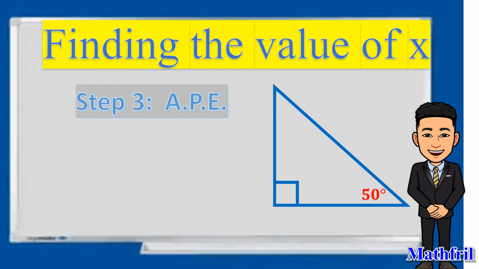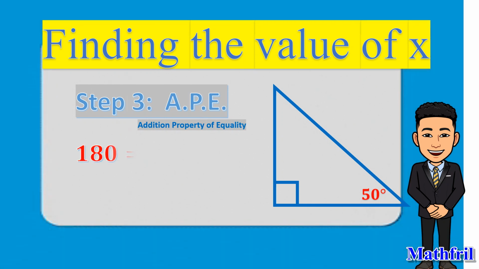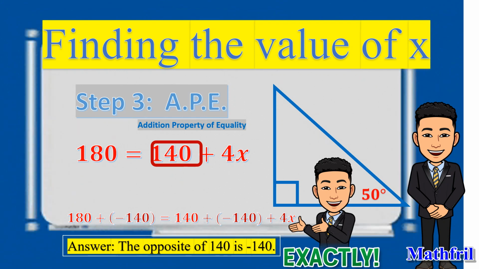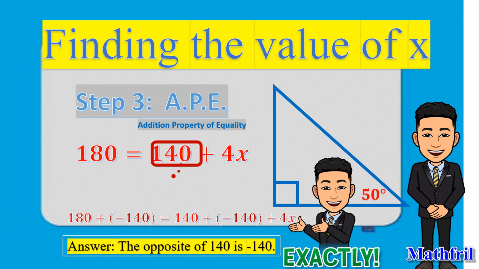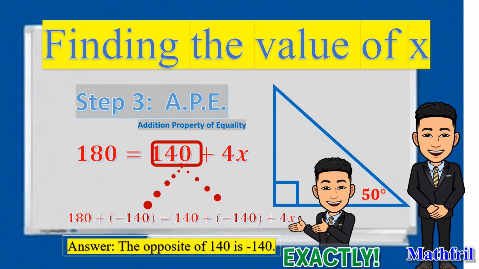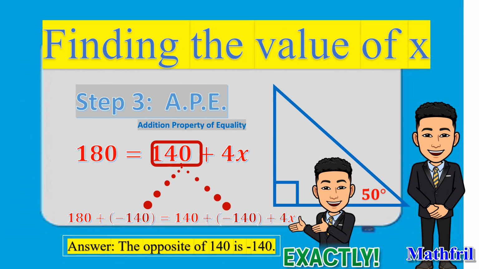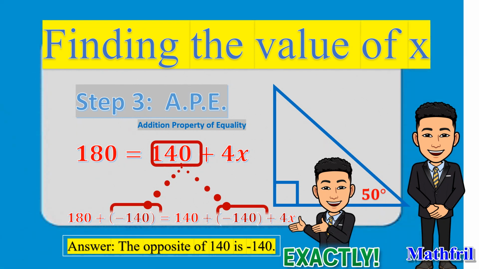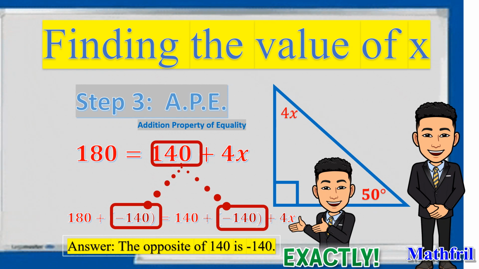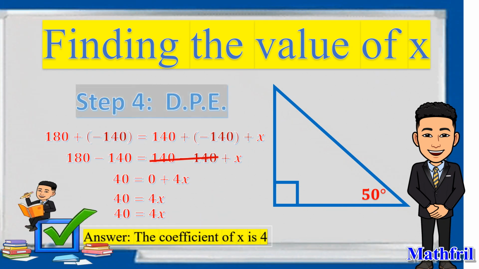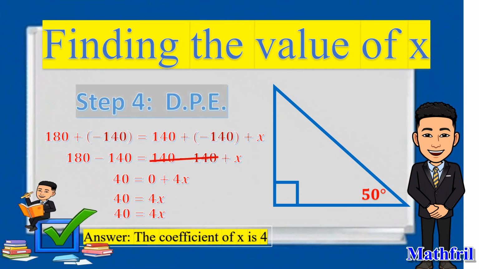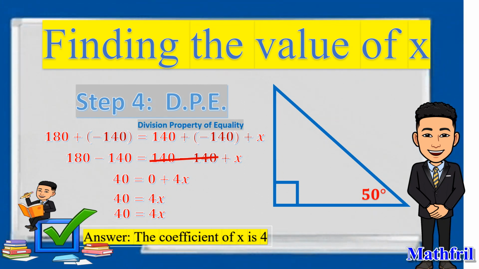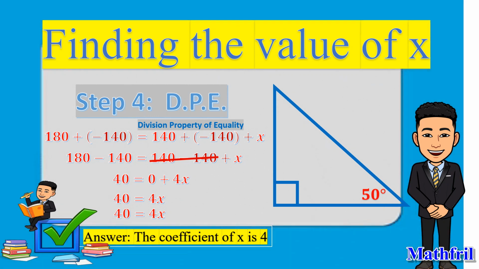We'll continue now with step number 3, which is the addition property of equality. There's still no difference from the first video. We will still use the concept of the opposite of 140. So instead of 140, we will use negative 140 to eliminate the 140. And we've got this number. We will give an illustration. Now, the difference is this. Considering the division property of equality, we will arrive now at 40 equals 4x.